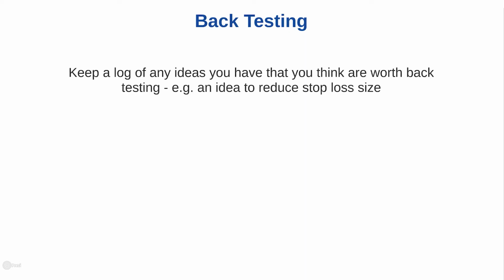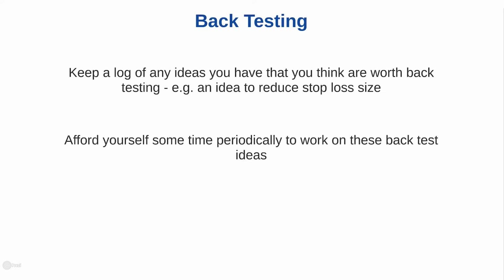Backtesting should be something that you continue to do, and so I think including it in your trading plan is a great way to keep tabs on what you want to test and how and when you are going to do it. You may have some ideas on how to reduce stop loss sizes on certain setups or find new methods of reaching some bigger targets. Afford yourself some time each week, every 2 weeks or every month where you can dive into these backtest projects and potentially make improvements to your strategy.